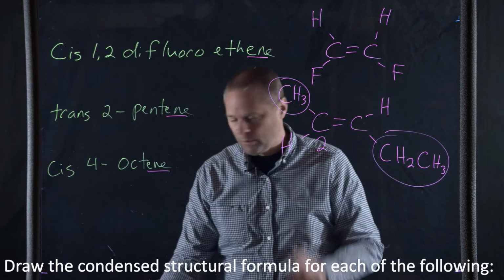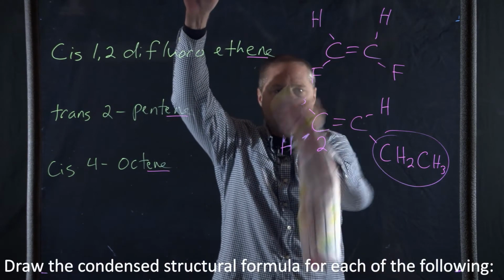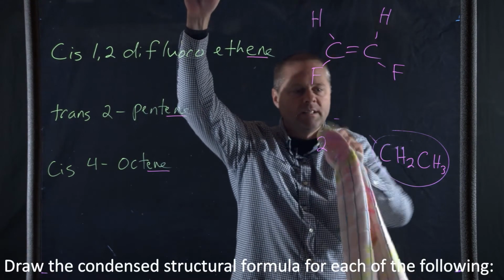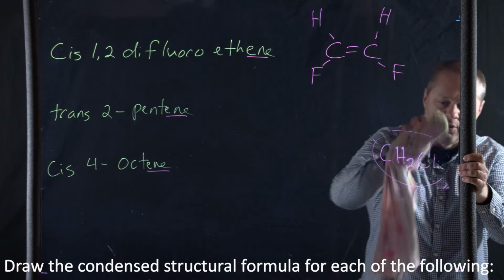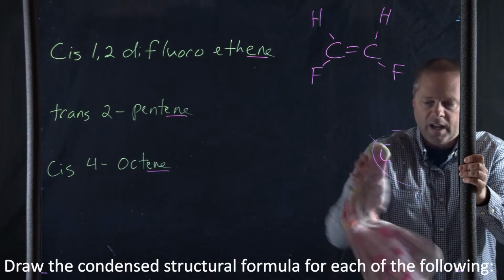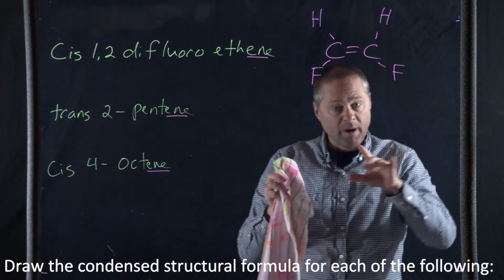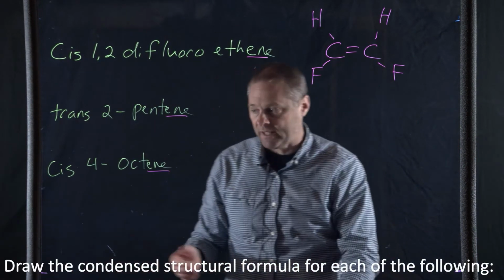Okay. Now I'm going to erase this one so I have room for the octene. Please give me a few moments while I erase. But just remember that cis means that the R groups, an R group is going to be anything other than hydrogen, are both going to be on the same side of the double bond. Trans means they're going to be on the opposite side of the double bond.